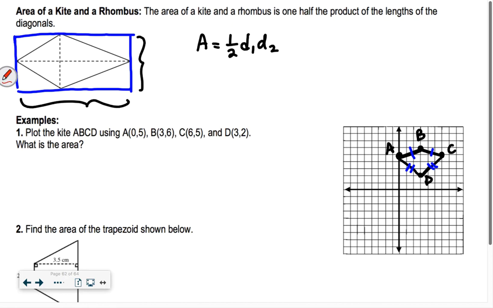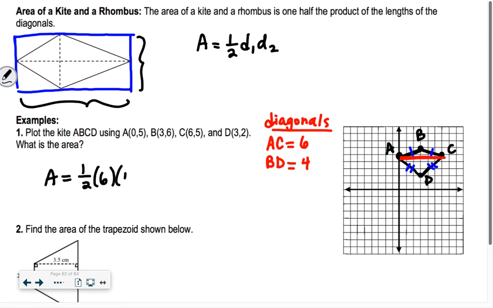Can you get the diagonals? So what's the distance from A to C? Well, A was at 0, and then it goes over to C, which is at a width of 6. So AC, do you guys see that that's 6 if you count over? What about BD? Yeah, 1, 2, I think maybe 4. Yeah, my bad. So those are the diagonals. So what's my area then? It's going to be 1/2 my diagonal 1 times my diagonal 2.